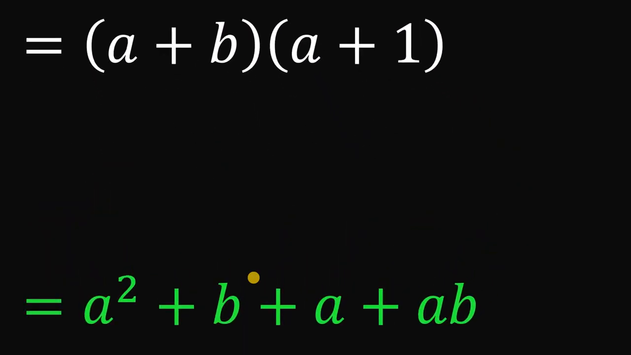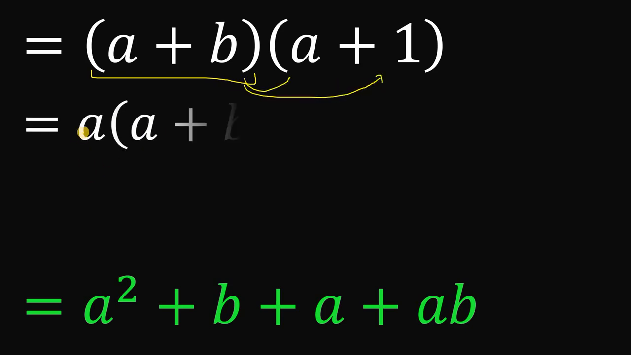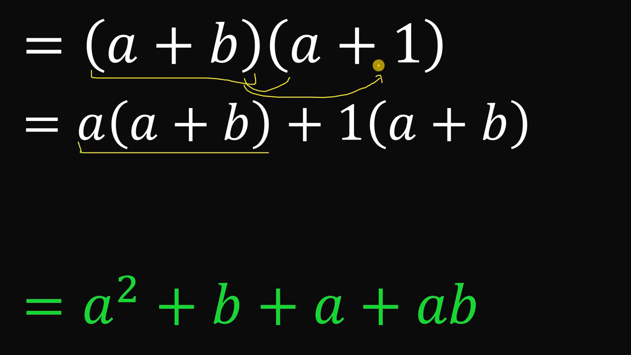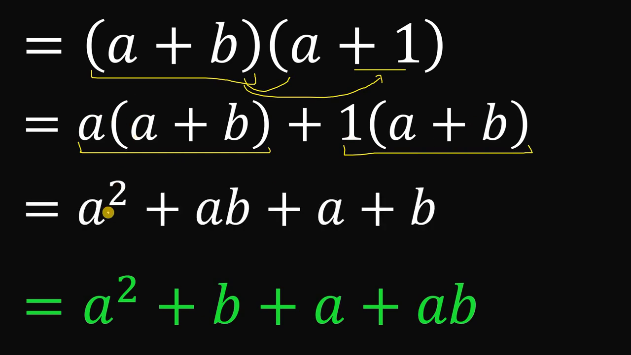But before that, of course, why not? Let's check our answer if our answer is correct. So to check our answer, what we're going to do is to distribute this a plus b to a and to 1. So if we do that, we get a multiplied by a plus b, and then plus 1 multiplied by a plus b. Next, let's distribute this a to a plus b and distribute this 1 to a plus b. If we do that, we get a times a, we have a squared, a times b, we have ab, 1 times a is a, 1 times b is b.